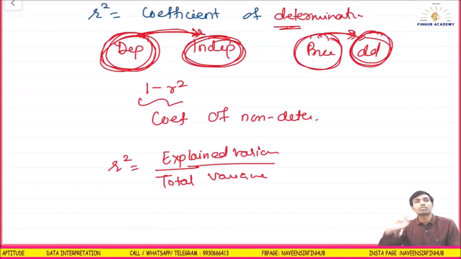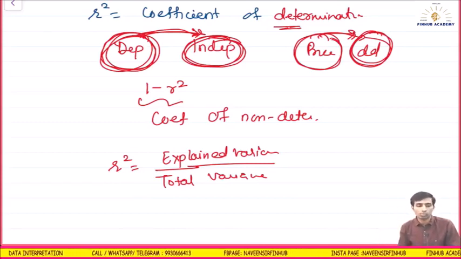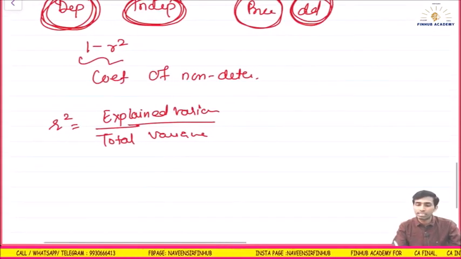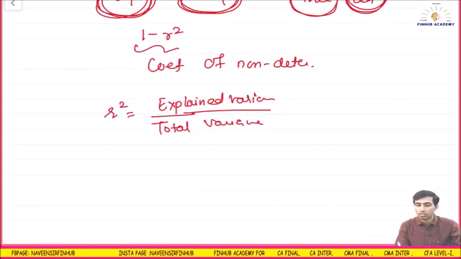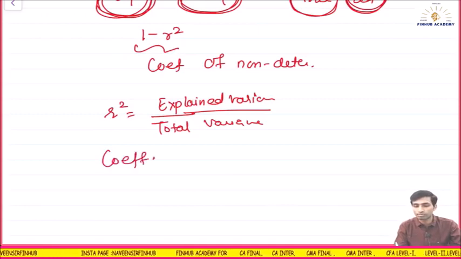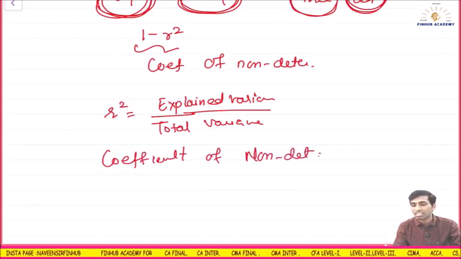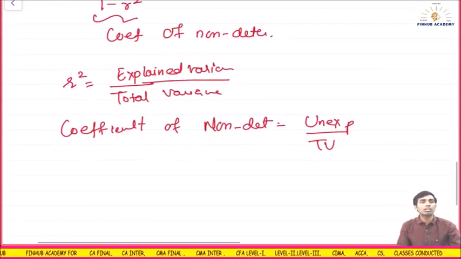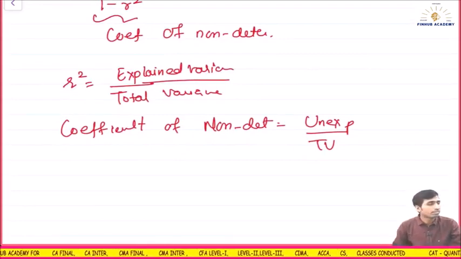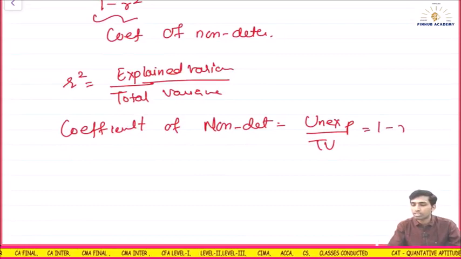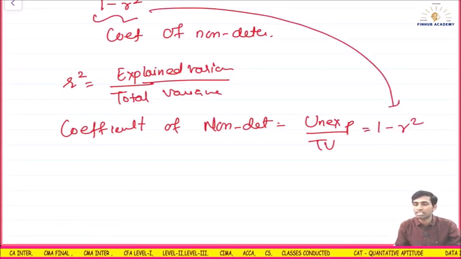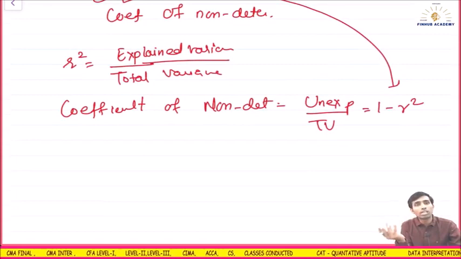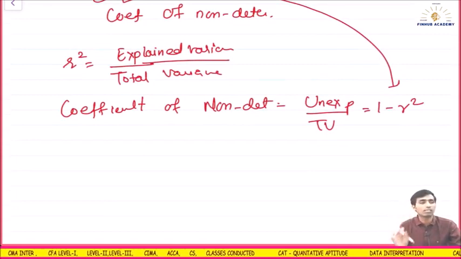Other factors, how much is not determined, that is 1 minus R square, coefficient of non-determination. Another way to write this: 1 minus R square is equal to the coefficient of non-determination, which is equal to unexplained upon total variance. So from 1, if you know the R square, you can subtract it and you will get the coefficient of non-determination.